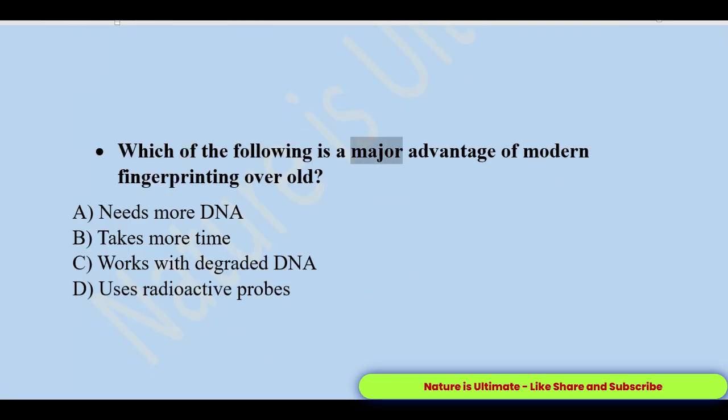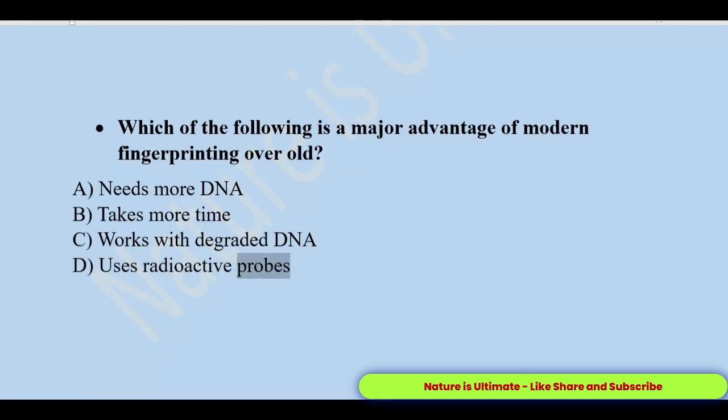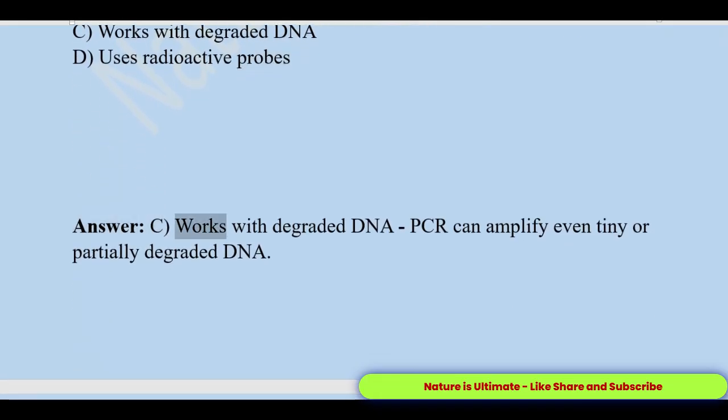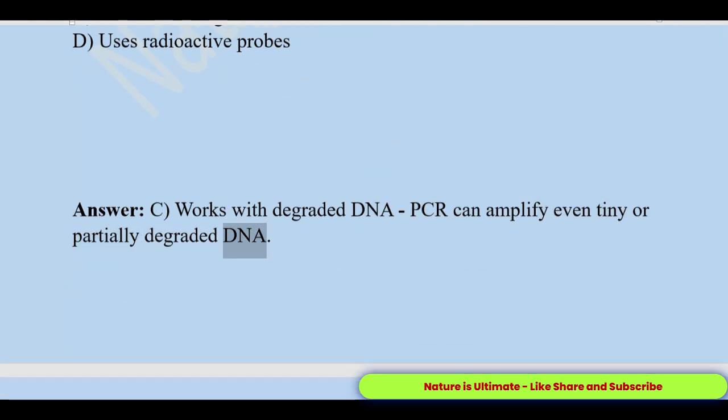Which of the following is a major advantage of modern fingerprinting over old? A. Needs more DNA, B. Takes more time, C. Works with degraded DNA, D. Uses radioactive probes. Answer: C. Works with degraded DNA. PCR can amplify even tiny or partially degraded DNA.